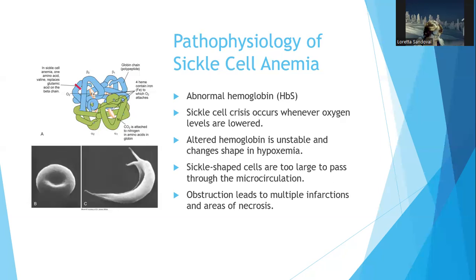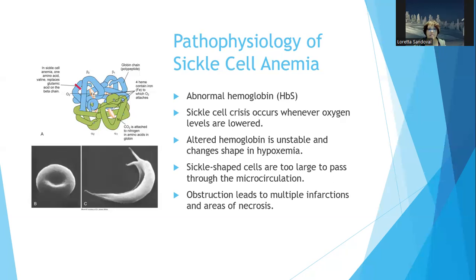In people who are homozygous for the gene, most of the normal hemoglobin is replaced by the defective hemoglobin, and it results in the clinical signs of sickle cell anemia. There's a great variation in severity of the clinical signs, and usually the altered hemoglobin is unstable, and it changes shape when you have a condition of hypoxemia, which is low oxygen in the blood.